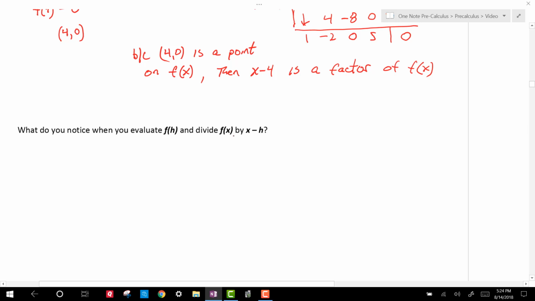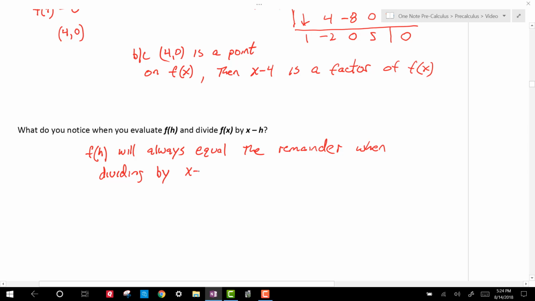Basically, f of h will always equal the remainder when dividing by x minus h.